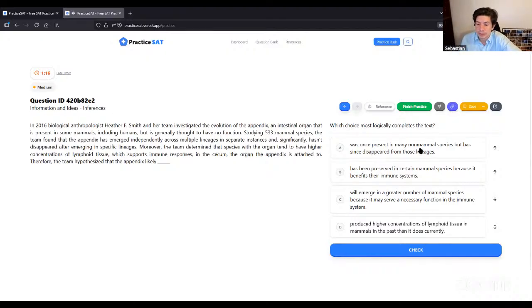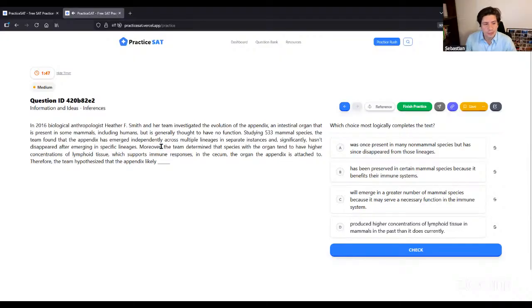A, was once present in many non-mammal species, but has since disappeared from those lineages. B, has been preserved in certain mammal species because it benefits their immune systems. C, will emerge in a greater number of mammal species because it may have a necessary function in the immune system. D, produced higher concentrations of lymphoid tissues in mammals in the past than it does currently.